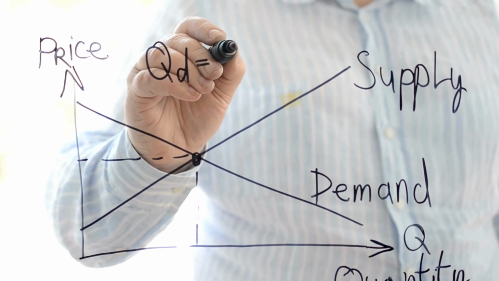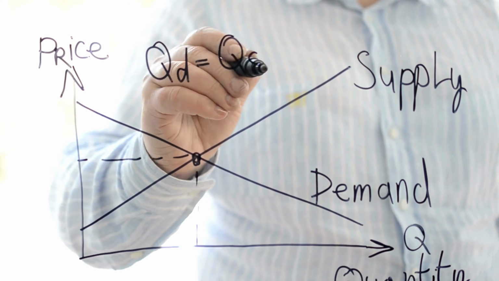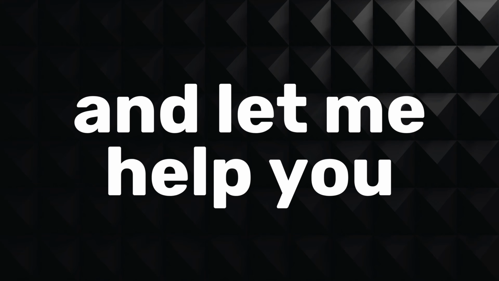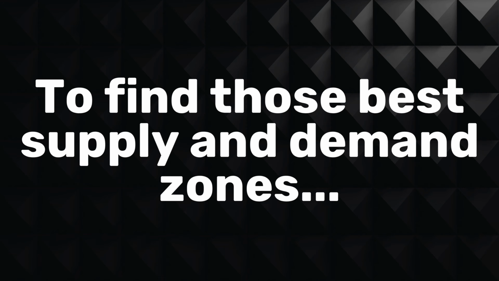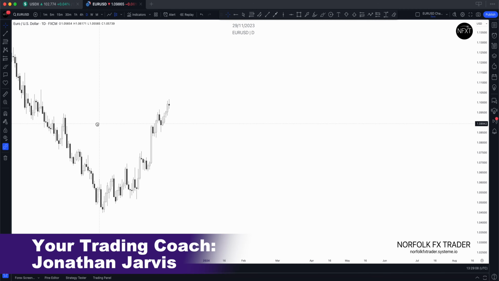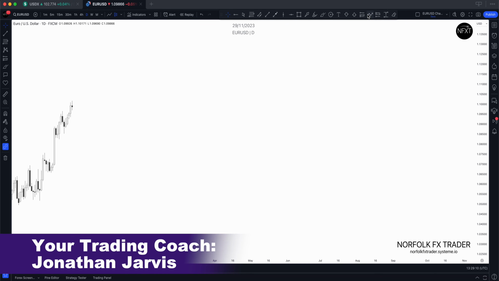So you trade supply and demand, but you struggle to find those best zones. The zones you mark, you end up having losing trades. So let's go through that today and let me help you to find those best supply and demand zones to trade from. So on the Euro USD pair on a daily time frame, first let's go through the structure of understanding how to find those best zones to look to trade from.